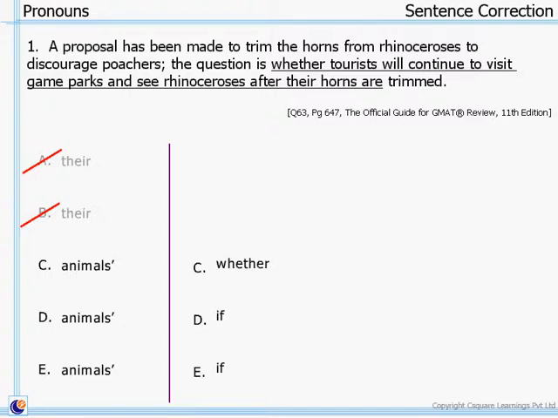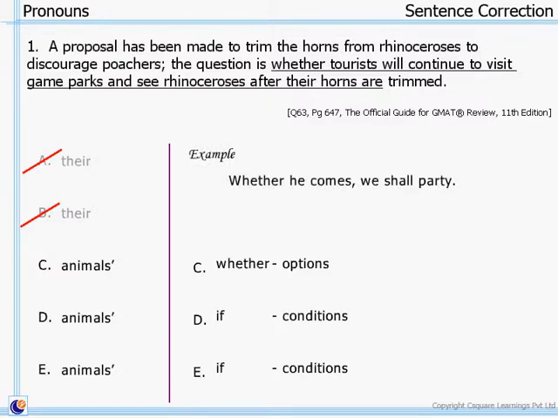Write down the difference between whether and if. Use whether for options and use if for conditions. For example, whether he comes, we shall party. Here, whether is used to show that the second thing will happen without any conditions on it. We shall party whether he comes or not.